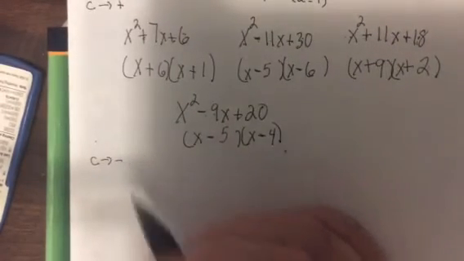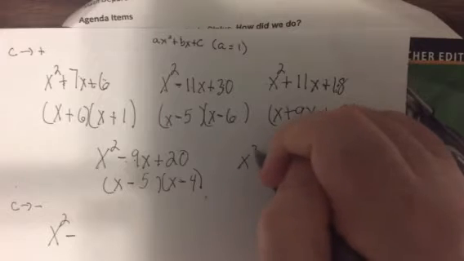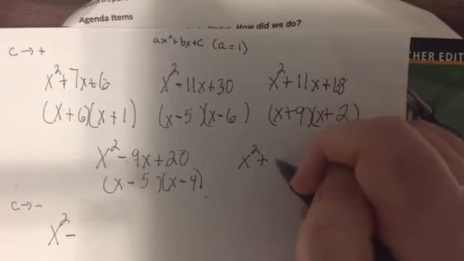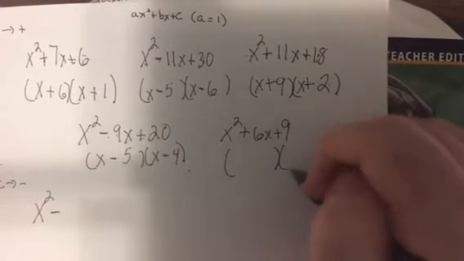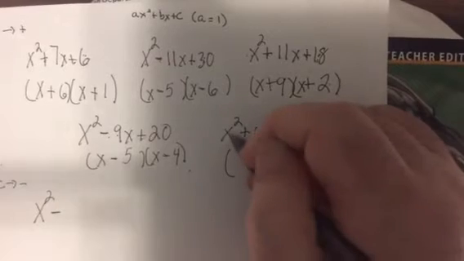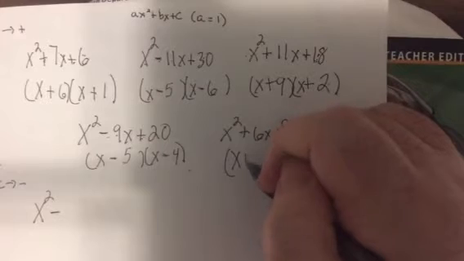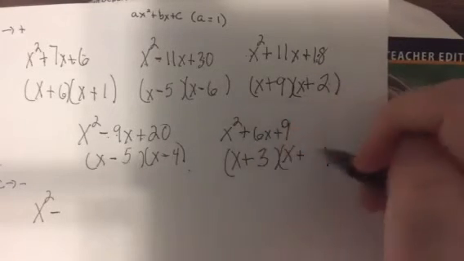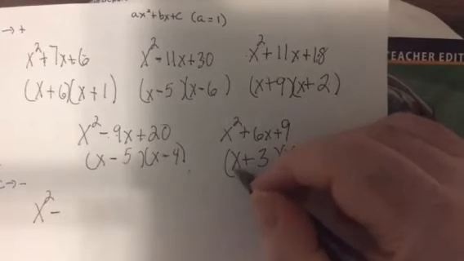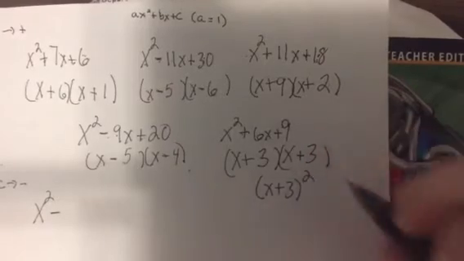Let's do one more up here. Let's say we have x squared plus 6x plus 9. So you'd say, okay, x squared is x and x. Last term's plus, so they're both the same as the middle. What do you multiply to get 9, but you add to get 6? 3 and 3. But when you have the exact same thing multiplied together, you write it as a square.